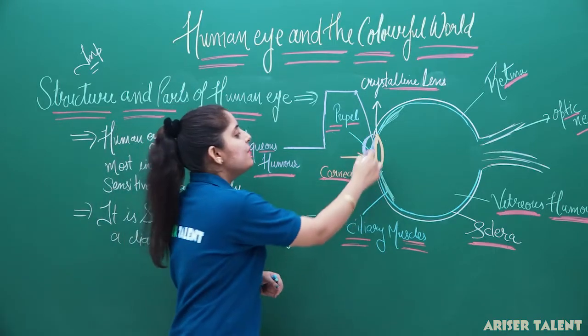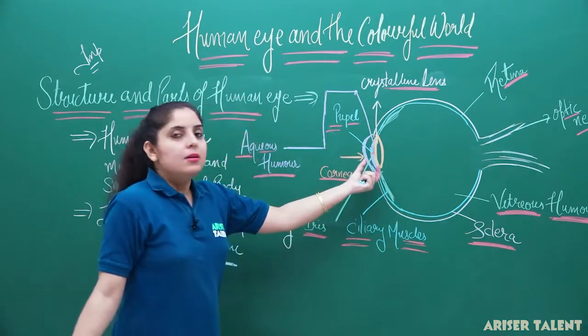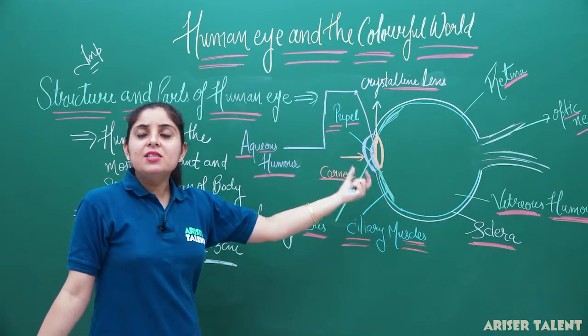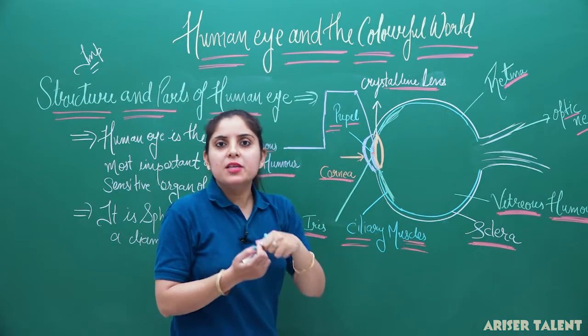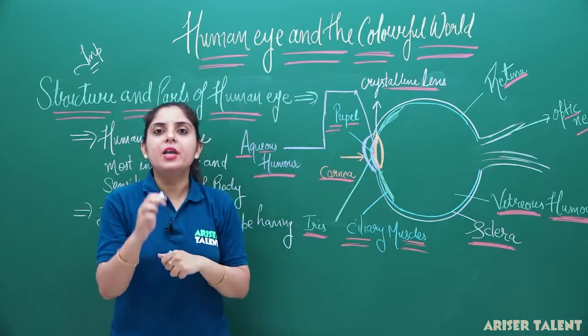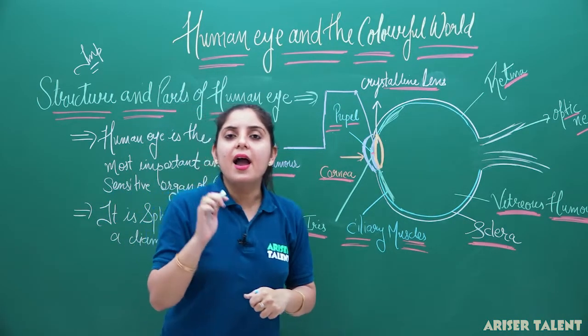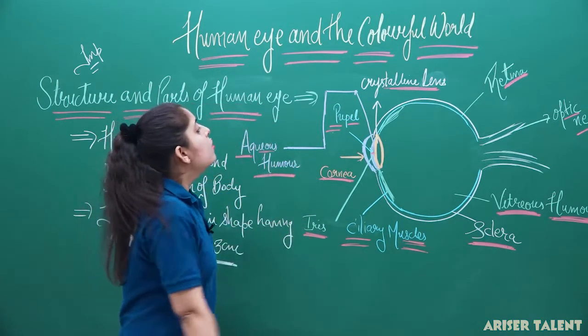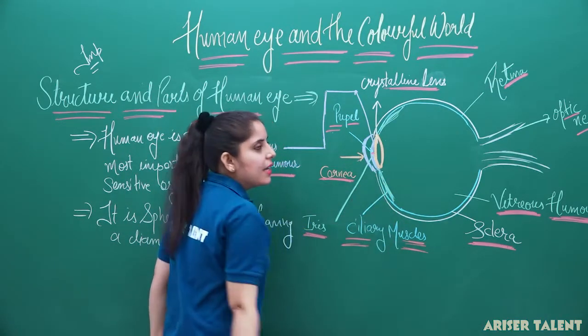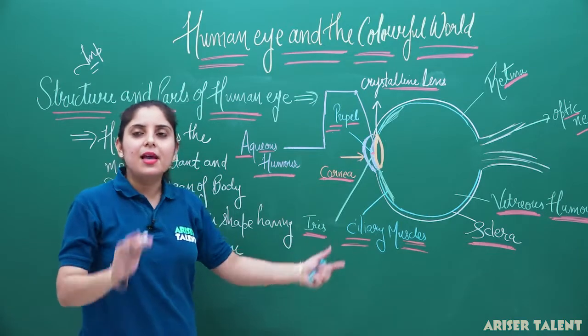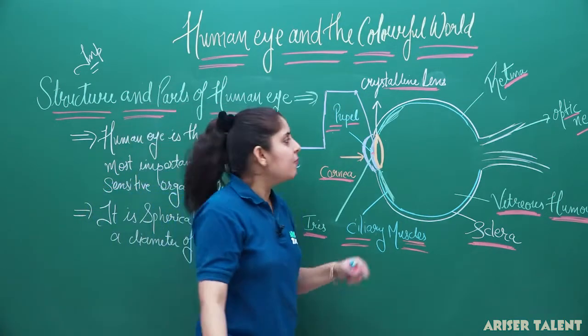Now this is our lens, and the lens we have in our eyes is actually a convex lens. Why are we using the convex lens? Because it is definitely going to form the real and inverted image here. So this convex lens is attached with the ciliary muscles. What are ciliary muscles? I'm going to tell you later after this.